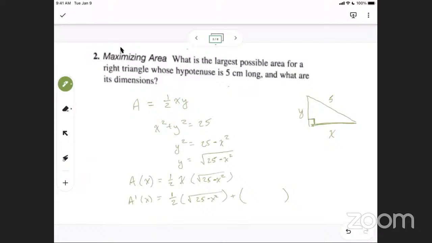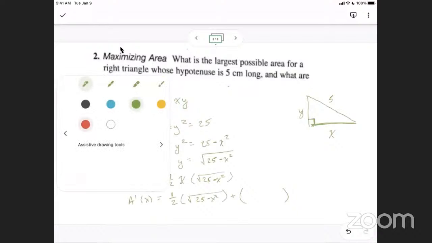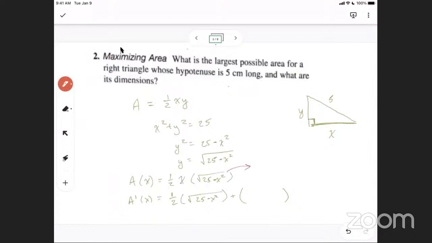Do you need me to show you the little work I'm doing here as I do this? No, it's fine. Okay, so 25 minus x squared, I'll do it in red, to the 1/2 power. If that's u, then u prime is going to equal 1/2 times 25 minus x squared times the derivative of the inside, which is negative 2x. So that just equals negative x times 25 minus x squared.